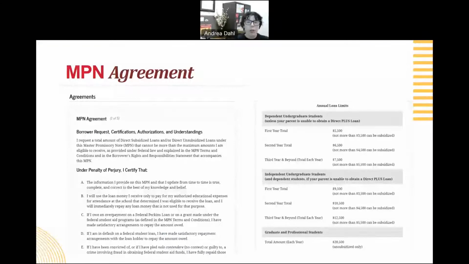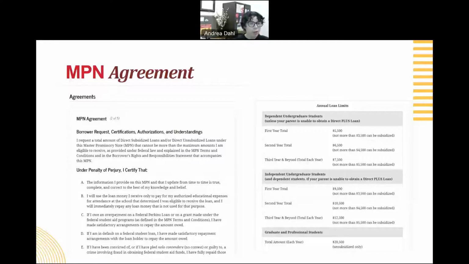Okay, the next several pages contain information you must read through. It is the agreement that the information you provided is correct. It goes over loan terms and what the loans mean. It summarizes how the interest rate works, how repayment works, if you have issues paying back the loan, what you should be doing, and how long your grace period is. It also goes over your annual loan limits, so how much you can take out each year based on your grade level and dependency status.